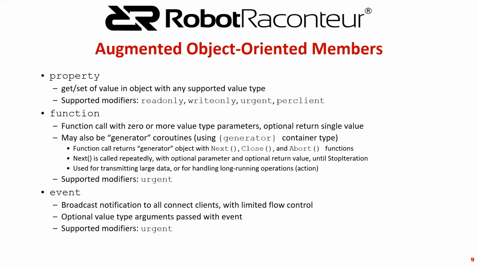So a property is a simple get/set where you have a value on the service and the object you want to receive, retrieve, or set.